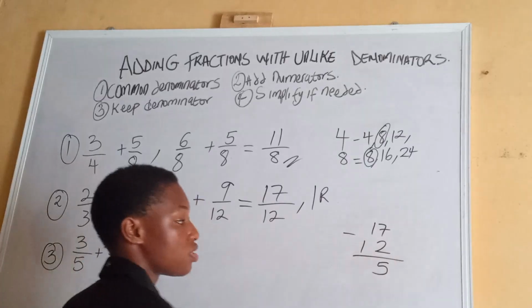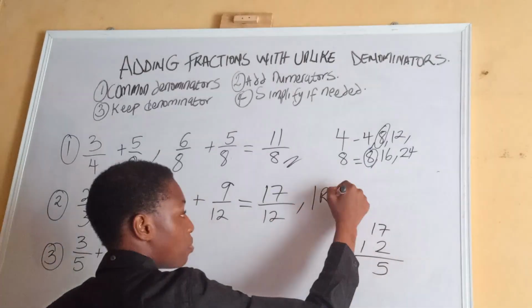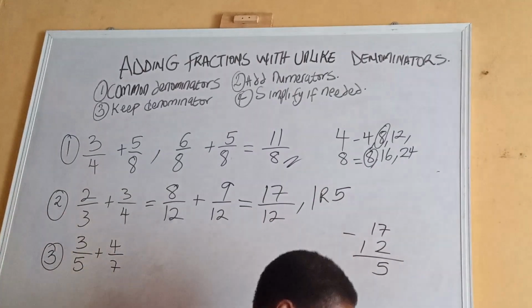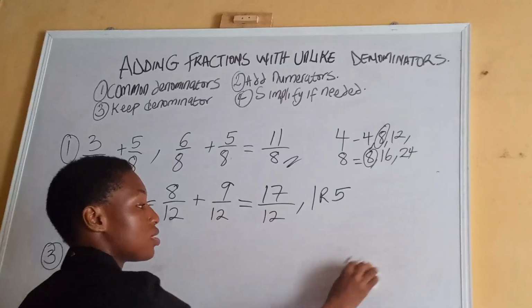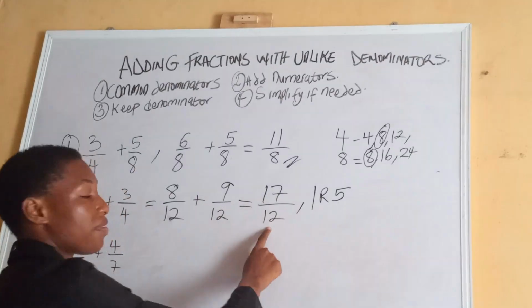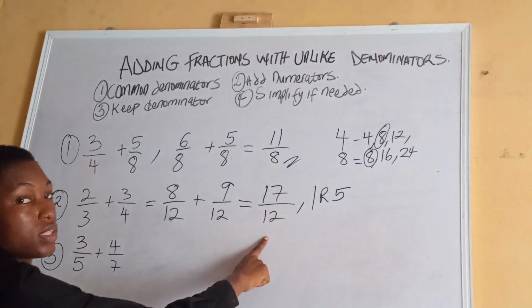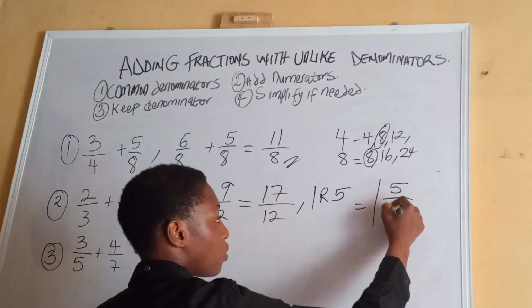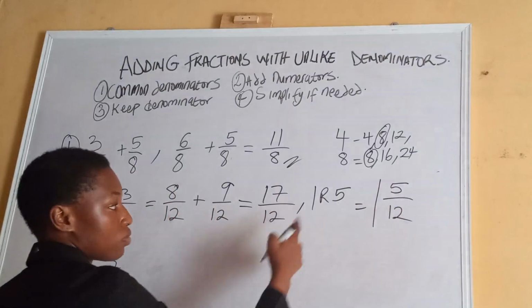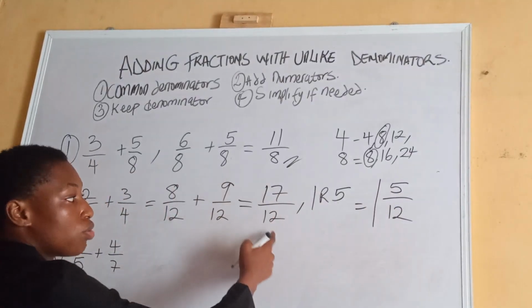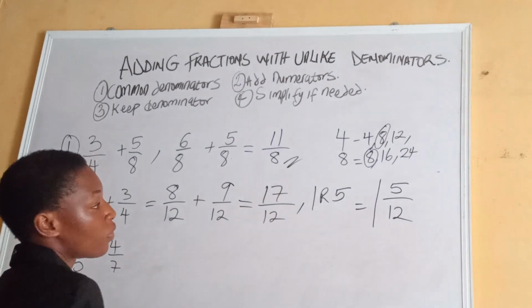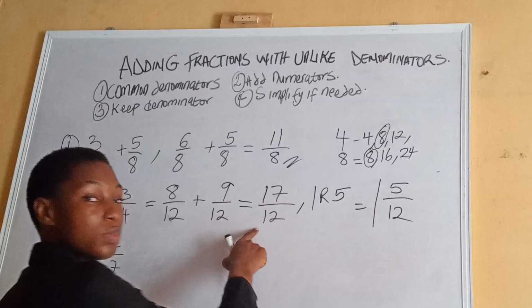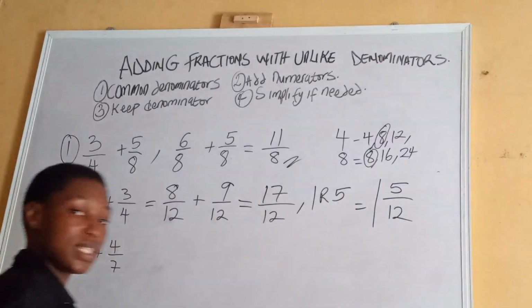7 minus 2 is 5. So the remainder is 5. So this is 1 remainder 5. Now you know that when you are converting from improper fraction to mixed fraction, the denominator remains. So you're just simply going to have one whole number, 5 all over 12. So 1 whole, because you can get 1 whole from this 17 here. And then the remainder is 5, and the denominator stays. So this is what you have as your answer.